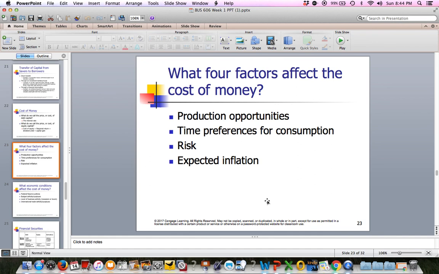So the cost of money, basically what is the interest rate or the cost of acquiring capital, is determined by what are the other opportunities out there to raise capital, what are you competing against. The time preference of consumption, do you want it now, do you want it 5 years from now, 10 years from now. The amount of risk that this business is undertaking, and then just finally, what is the amount of inflation and expected inflation in the economy also.